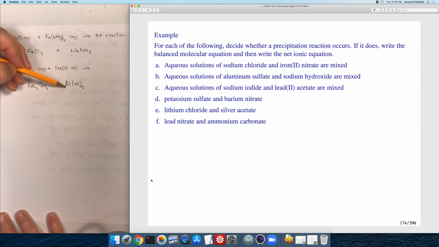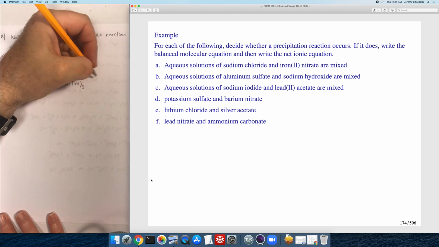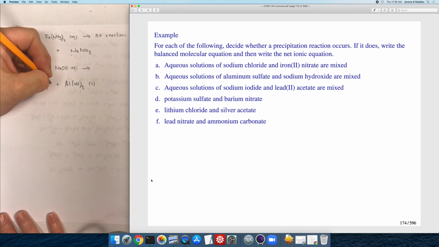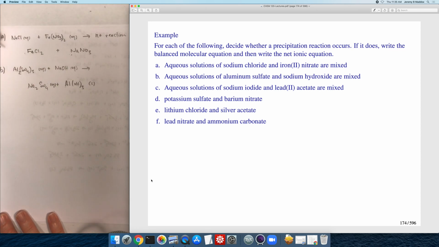However, hydroxides are generally insoluble, with a couple of exceptions. However, aluminum is not one of those exceptions. So this is going to form a solid precipitate, and the sodium sulfate is going to remain aqueous.